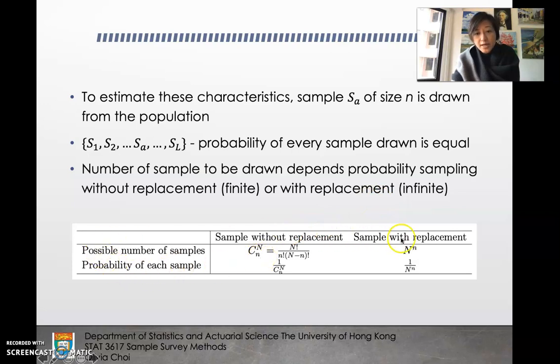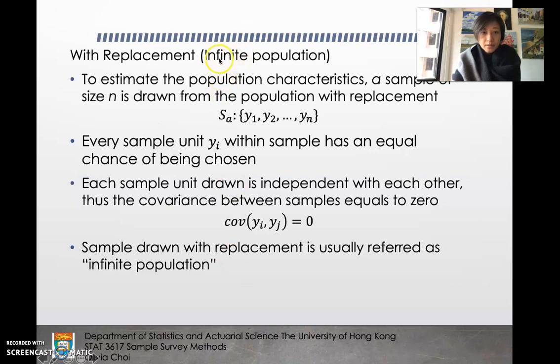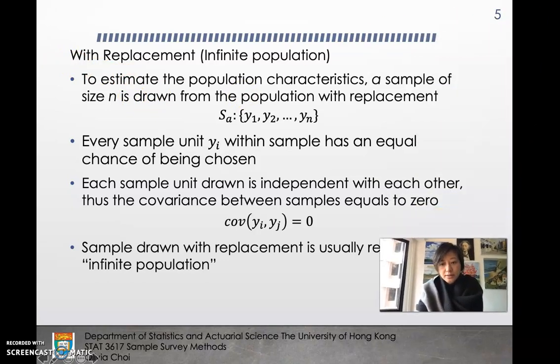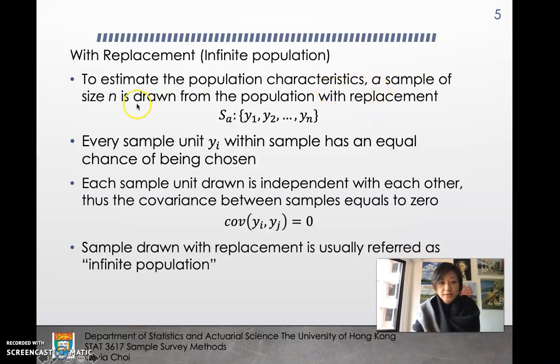Okay, so this table in the text shows the number of possible samples that we can form, and the probability of each sample being selected. Take the infinite population case, with replacement. We want to estimate the population characteristics, assuming that we select a sample, let's say S_A, of size n. Within the sample we have each sample unit, a particular person.